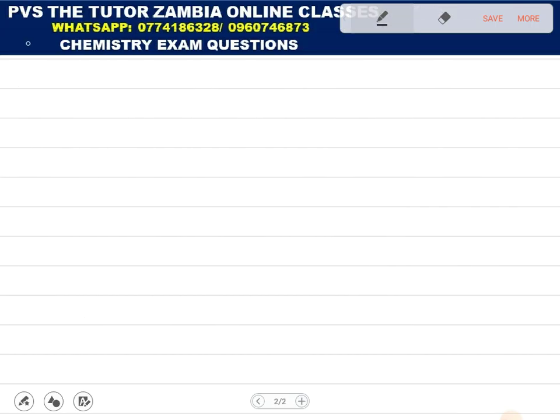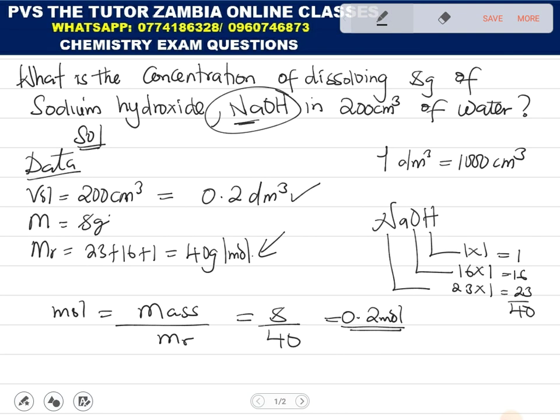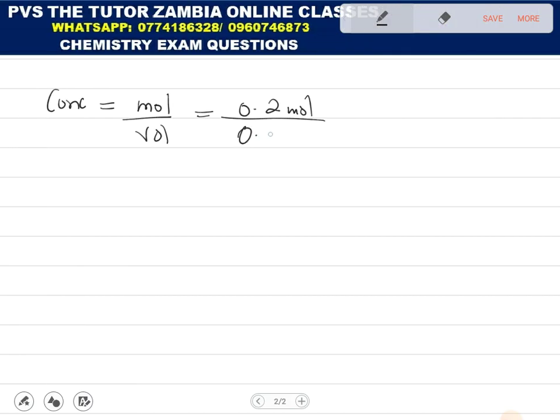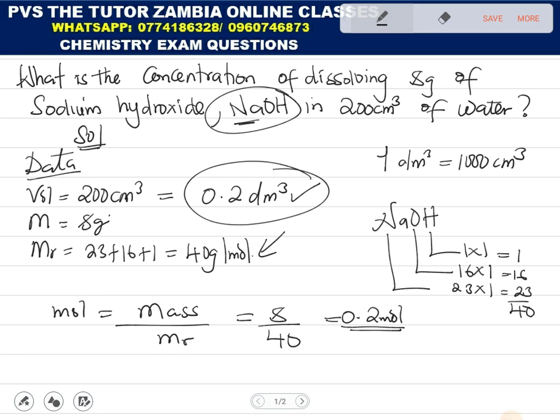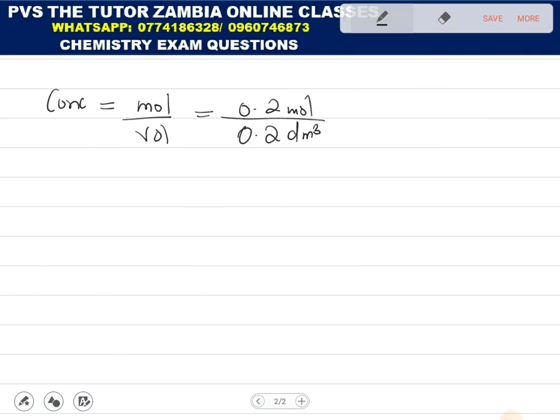After finding the number of moles, now we can find concentration as number of moles over volume. Number of moles given is 0.2 mole. The volume that we are using is this one here, the one that we found at first, the 0.2 cubic decimeter. You see that they're the same, right? We have 0.2, we have 0.2. And we just end up having what? 1 mole per cubic decimeter.